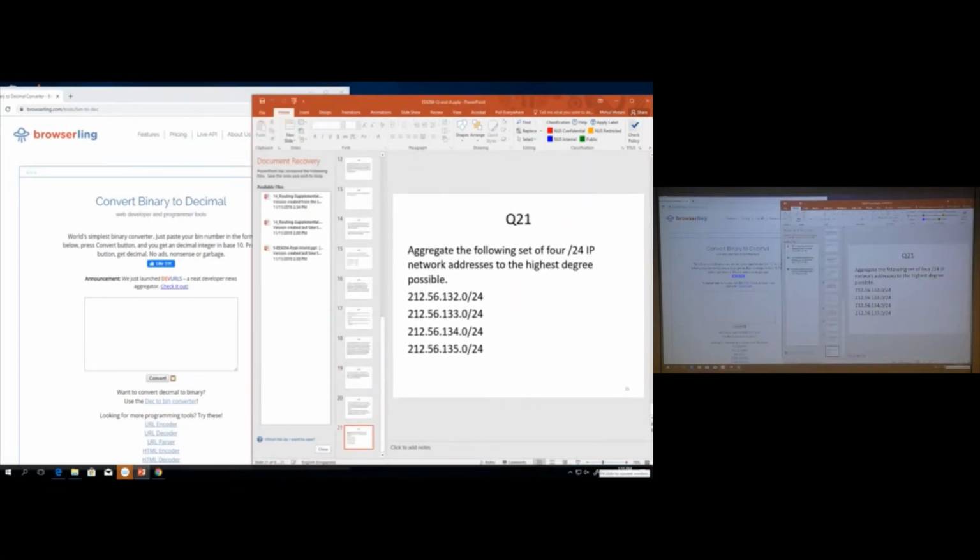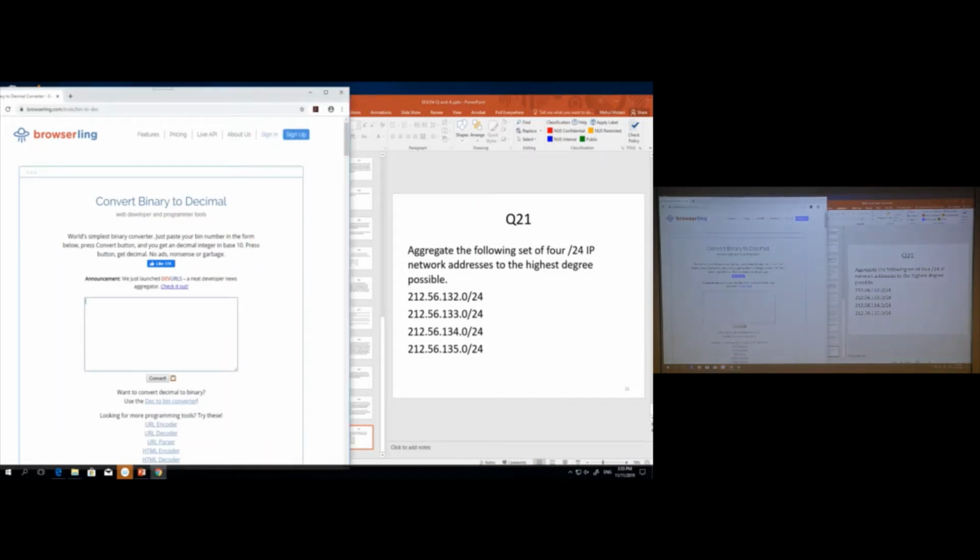Okay. The other trick is that you see that these all have the same first 16 bits. So you don't have to worry about it. You just need to really worry about this byte. Right? So this is converting binary to decimal, this is decimal to binary.